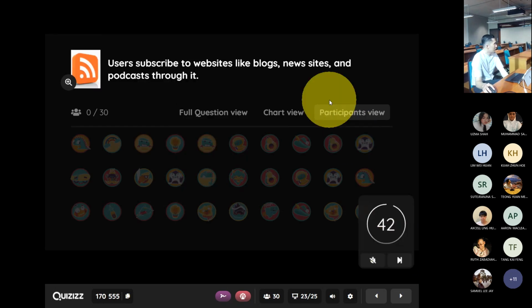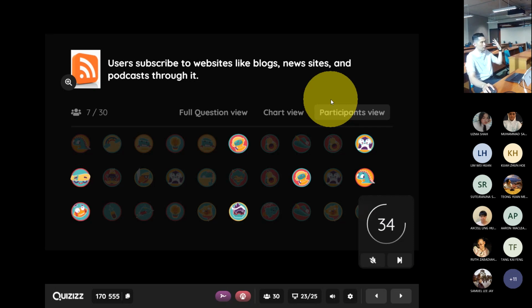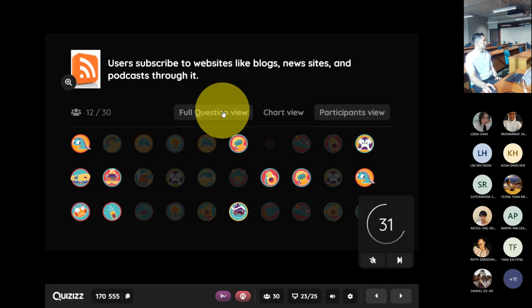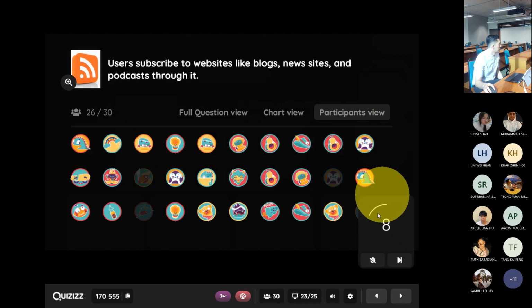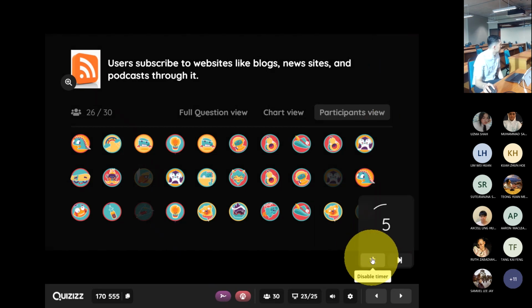Users subscribe to websites like blogs, news sites, and podcasts through it. You can subscribe to blogs, to news sites, to podcasts through this particular application. What do you call this? The logo and the picture do give away the answer as well. So this is one of those if-you-know questions.